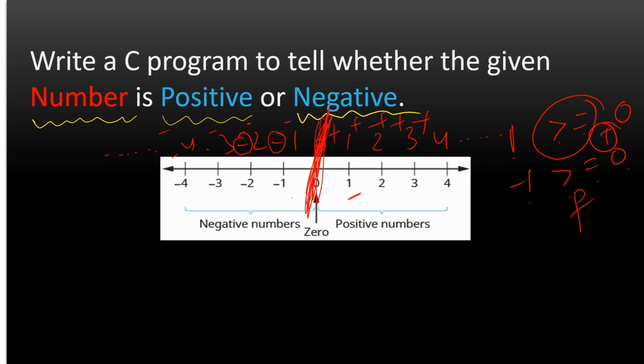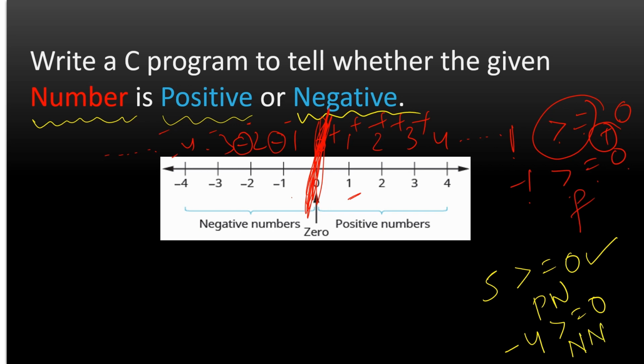See, for example, 5. 5 greater than or equal to 0. Read the statement: 5 greater than or equal to 0. It is true, so the program will print positive number. For example, -4 greater than or equal to 0. While reading, we can sense that it is wrong, so it will return false. So it will print negative number.